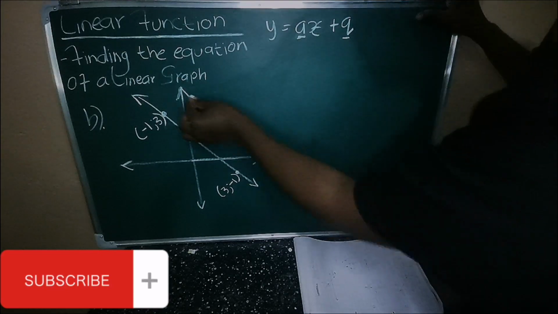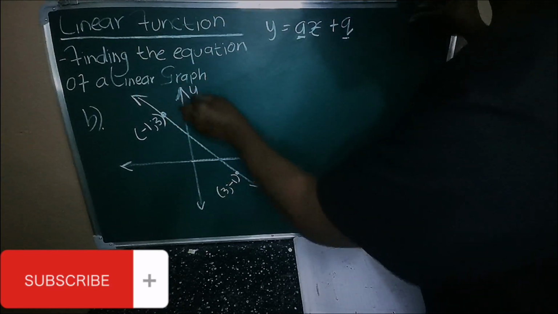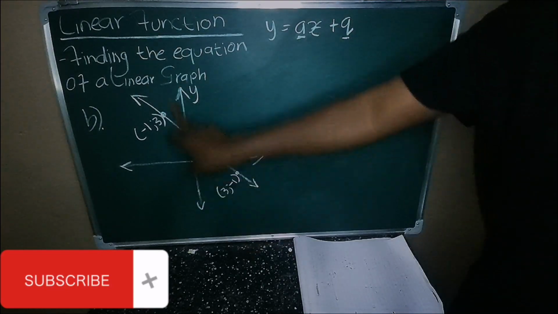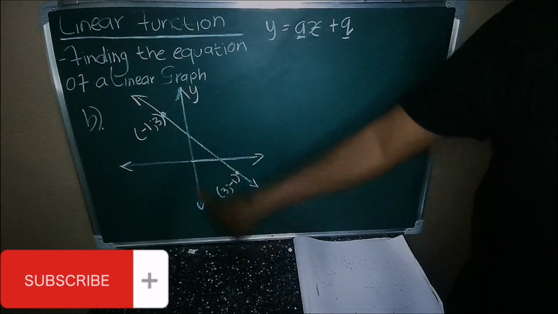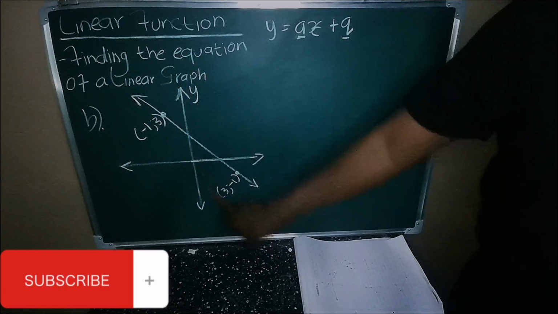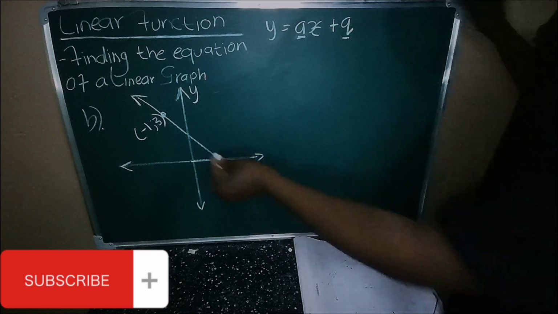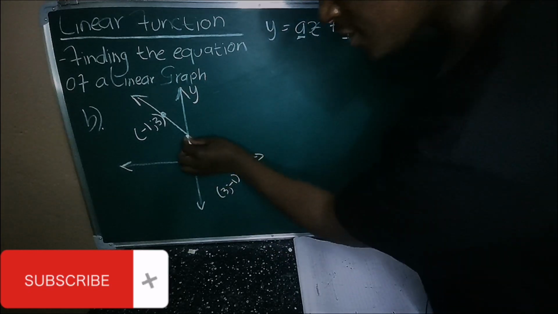Remember, our y-intercept is any point that lies on our y-axis on this line. Do you have the coordinates of any point that lies on this line? Do you have the coordinates? Again, we have a point in here. We have this point here.